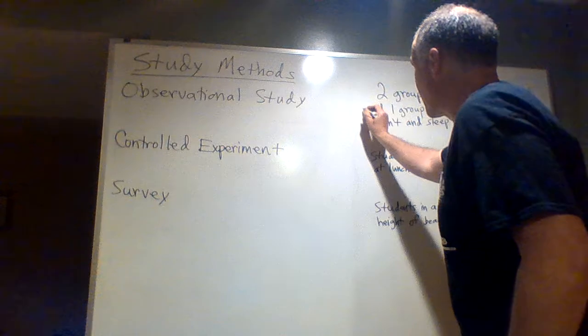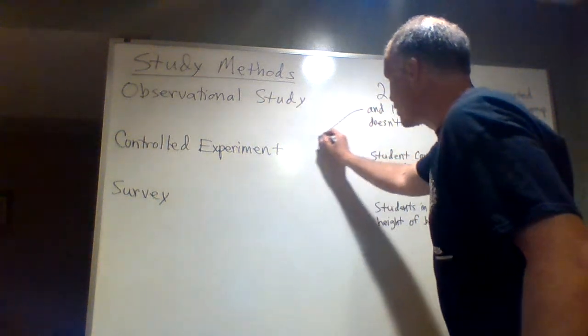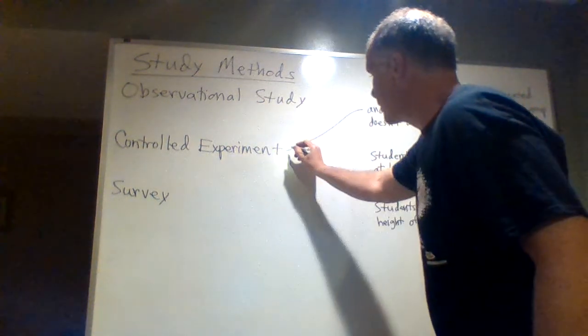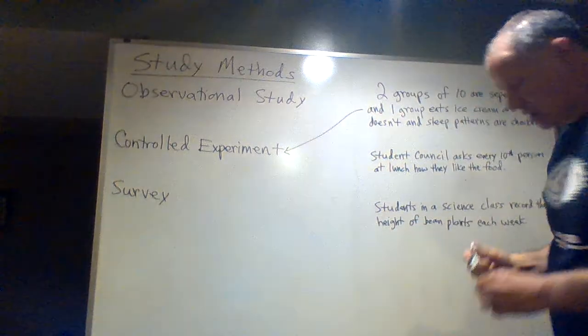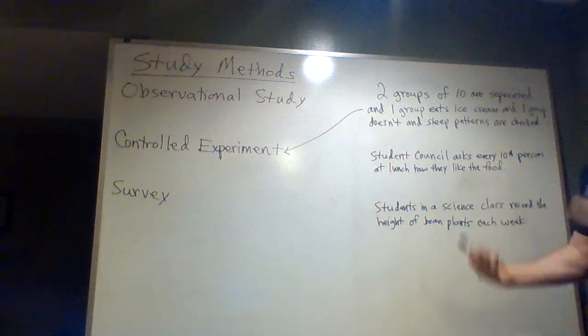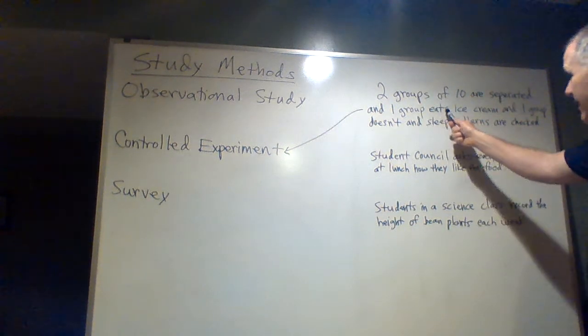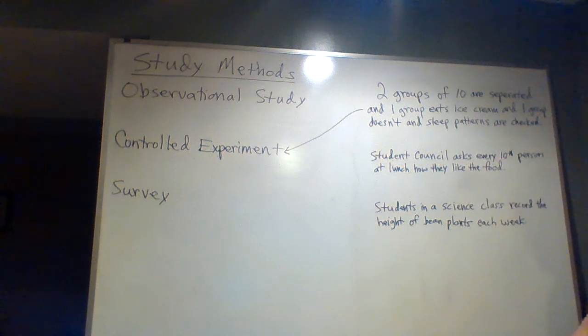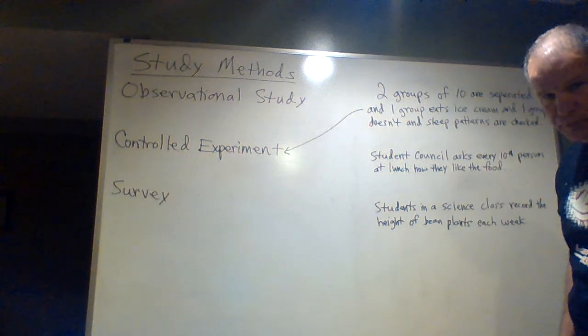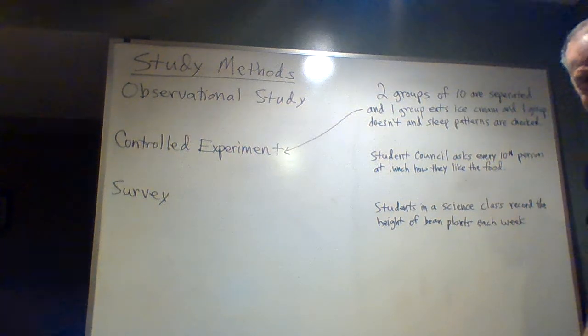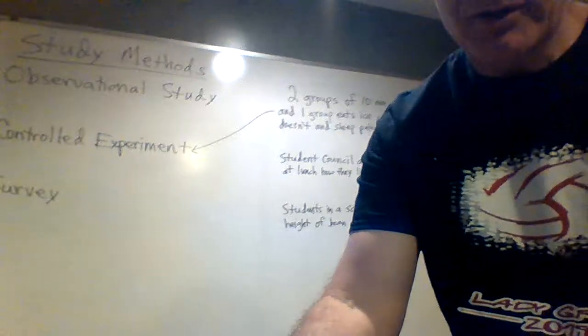We're just going to draw a line. That is the controlled experiment. Again, you're having two different groups. You're controlling what's happening. You're doing something. You're having them eat ice cream. You're controlling what they're doing and experimenting on what's happening. And then you have a group that doesn't do anything. That's called the control group.